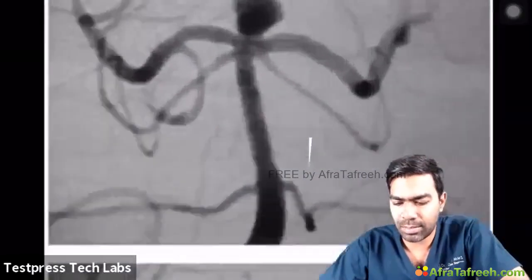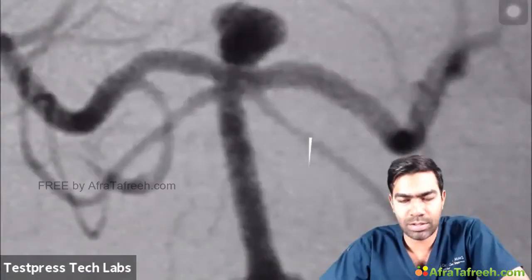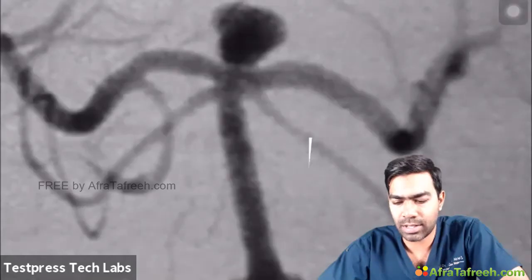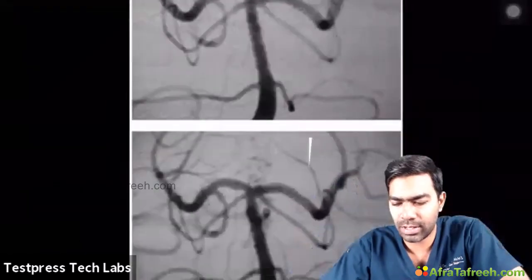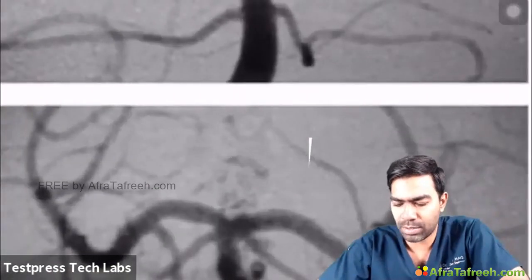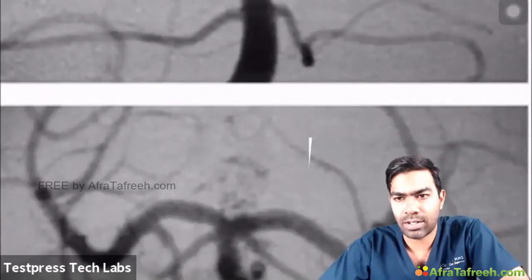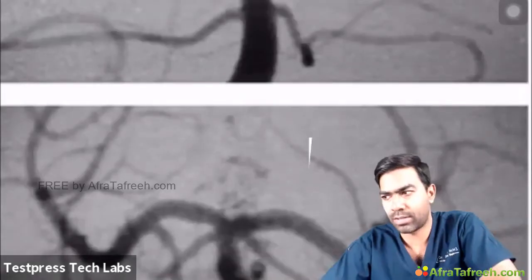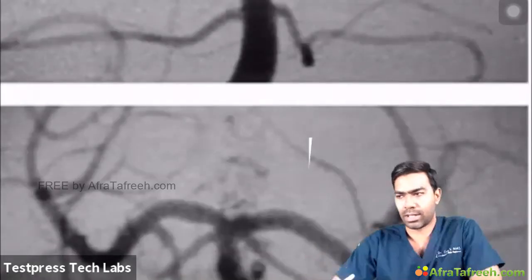And this is an example of a basilar top aneurysm before the coiling. You can see the contrast is filling the aneurysm very nicely, but you can see the same aneurysm after the coiling. The contrast is not filling at all in that area. That is a successful coiling. That's what it means there.